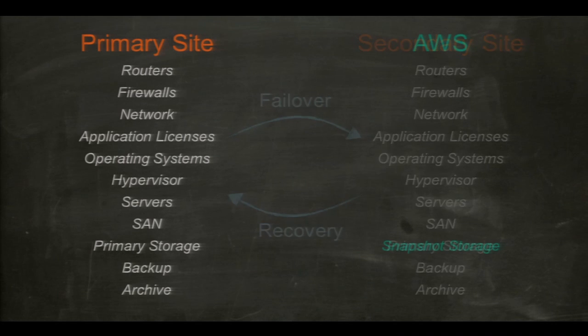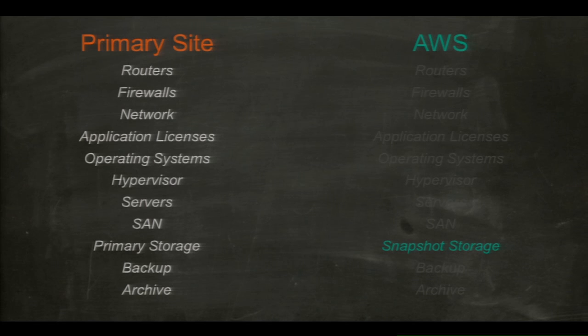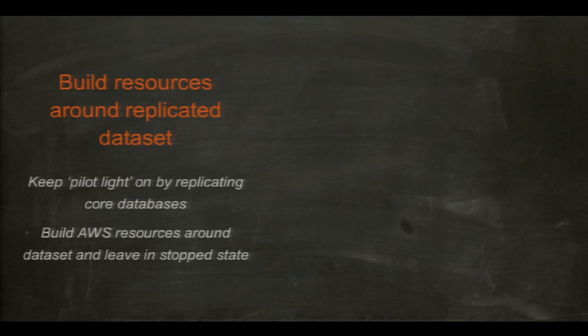Now, the basic premise here with AWS is that you can do disaster recovery in a secondary site with simply snapshot storage. At the very basic level, you can create environments in AWS from stored snapshots. So you can reduce the secondary site costs. So how does that work?